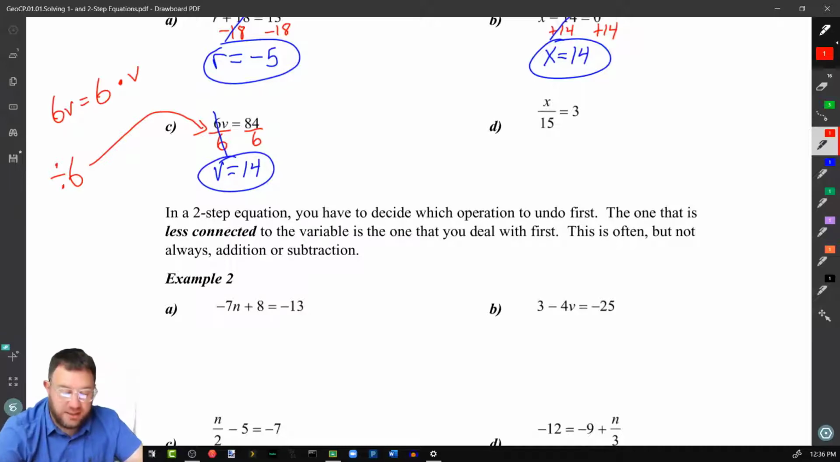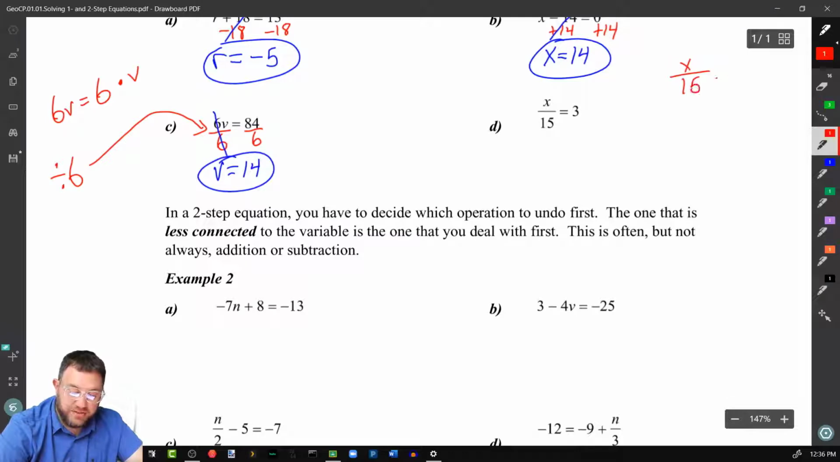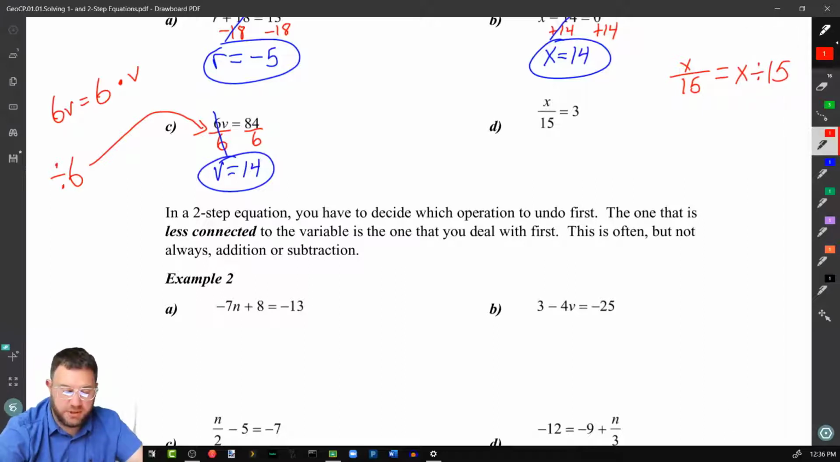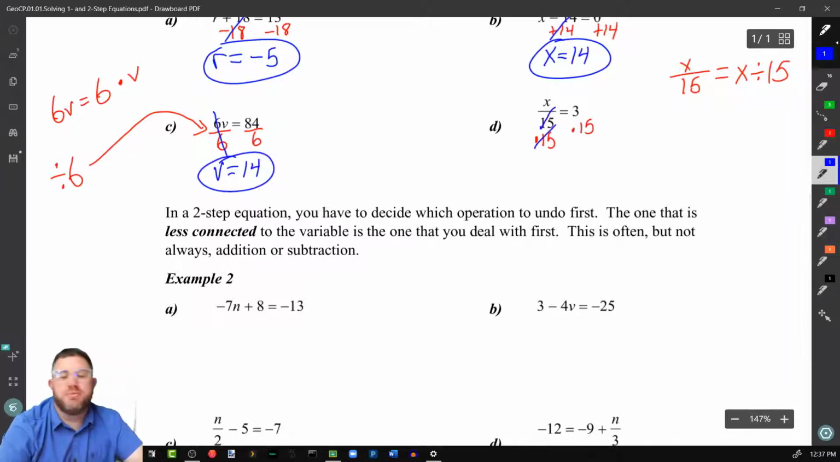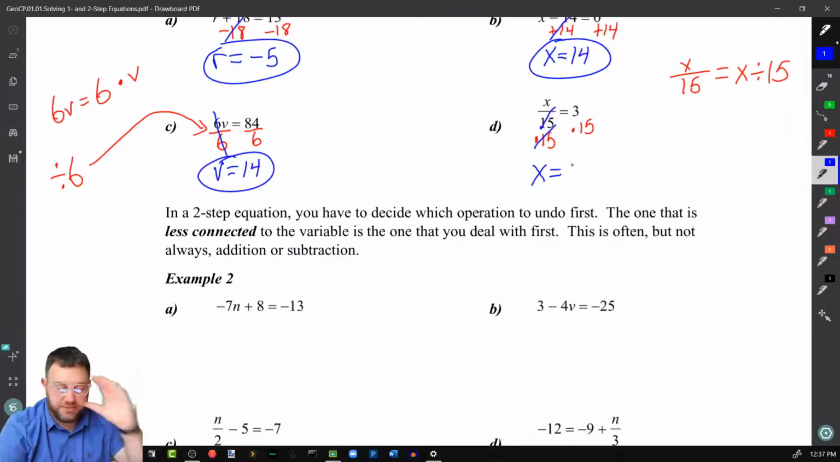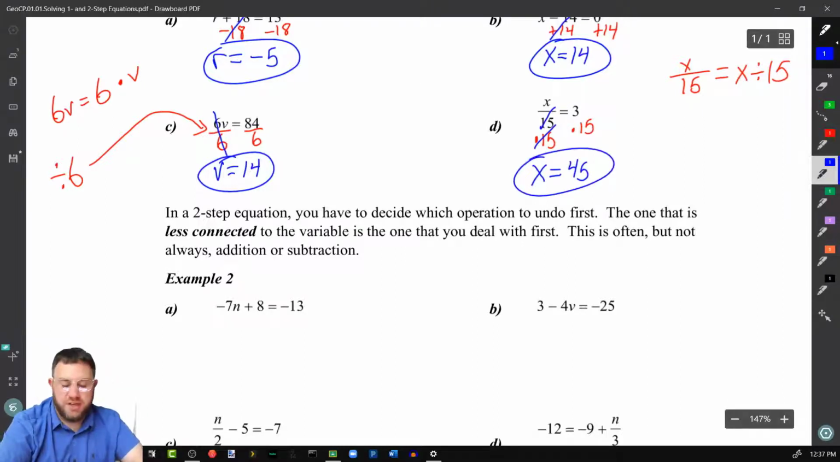And then finally 1d, x over 15. So if we have x over 15, that's the same thing as x divided by 15. Fractions are just dividing problems. So x over 15 equals 3. To get rid of divided by 15, we will multiply by 15. And we want to do it to both sides. So divided by 15, multiply by 15, cancel each other out. So we have x equals 3 times 15 is 45.